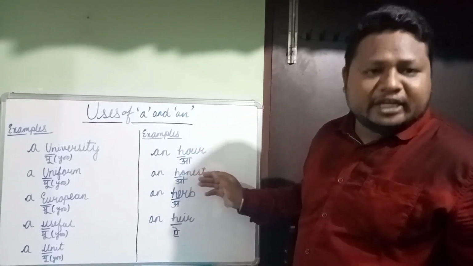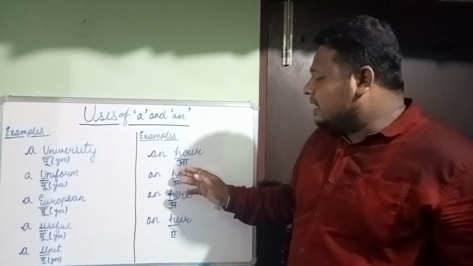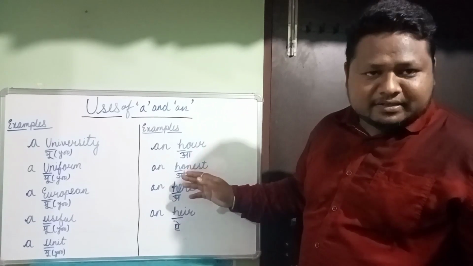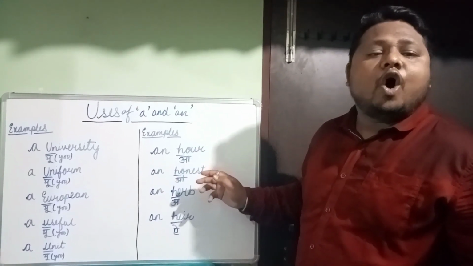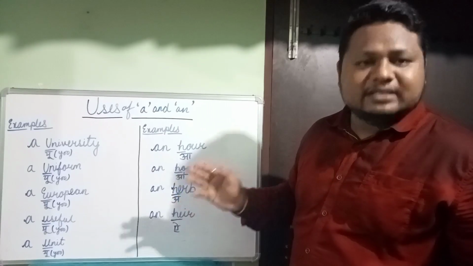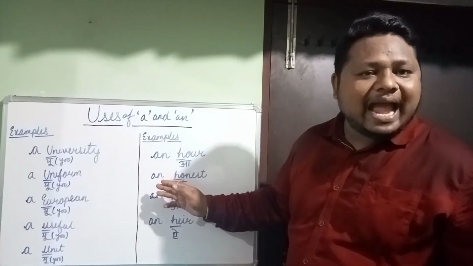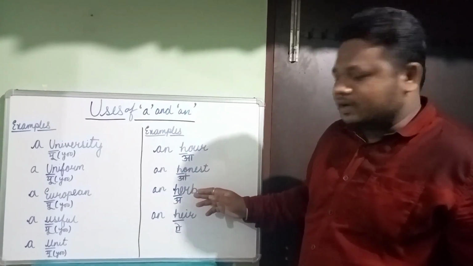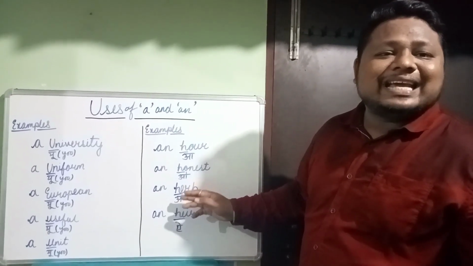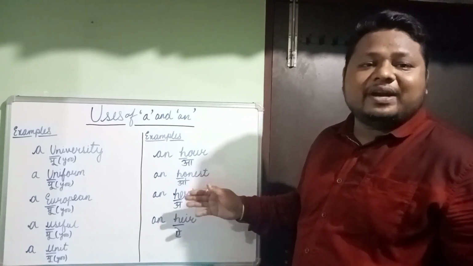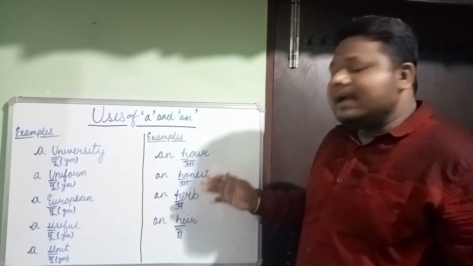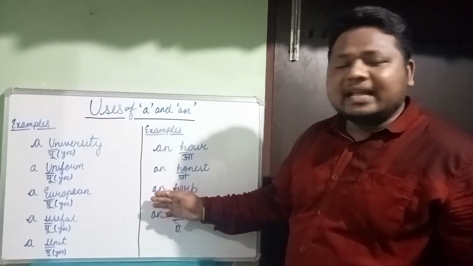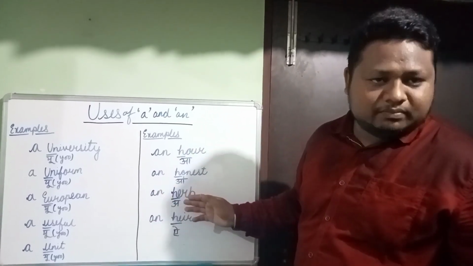When you say honest, it is again beginning with the consonant H, but here H is silent and we pronounce it as honest. A vowel sound. That's why we use the article an honest. When you say herb, it is spelled as H-E-R-B, but it is read as erb. A vowel sound. That's why we use the article an, and it is called an herb.